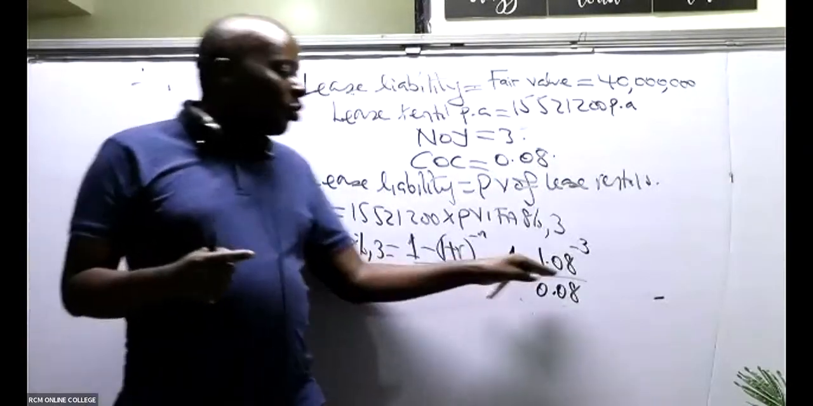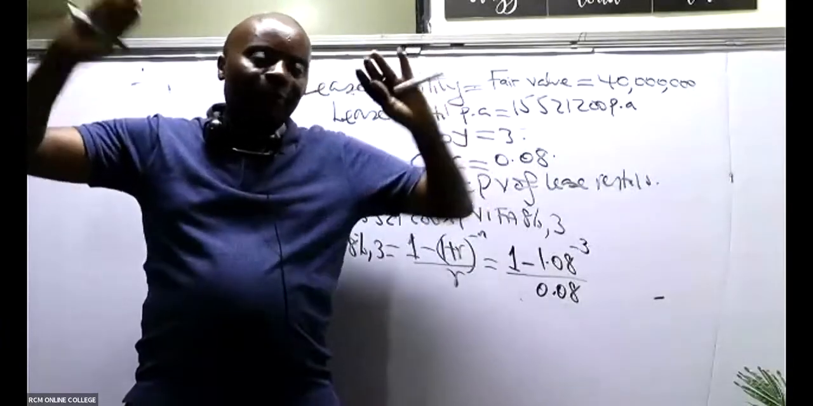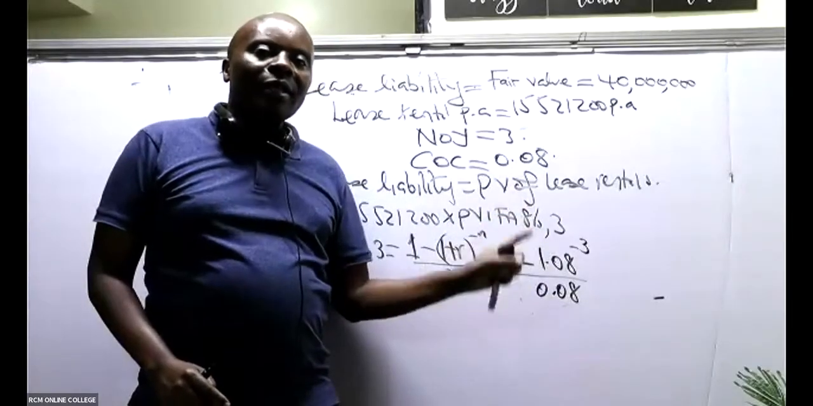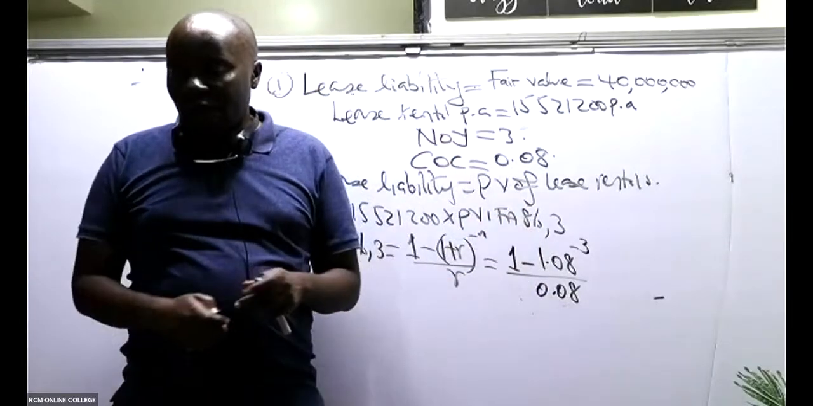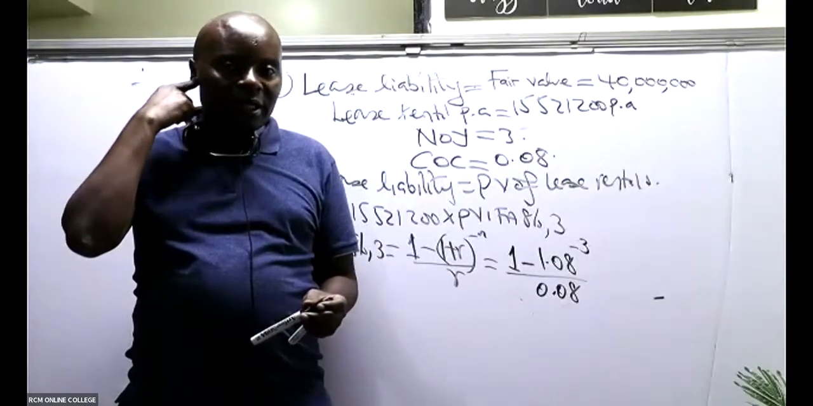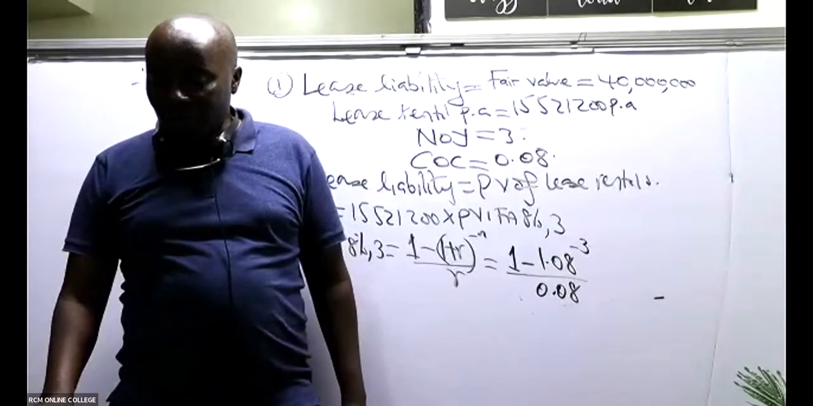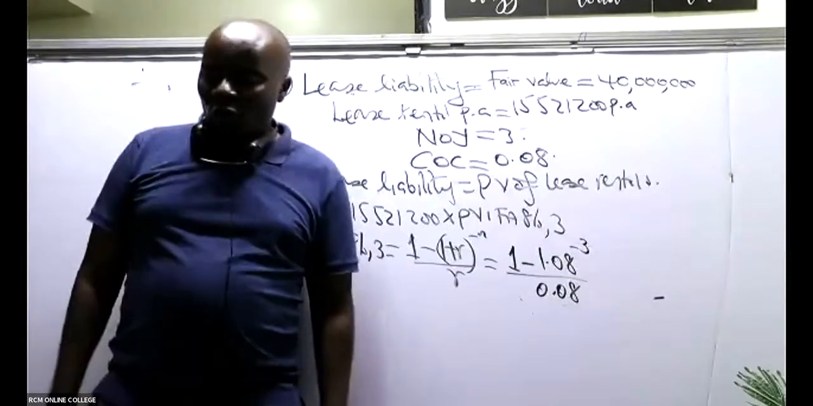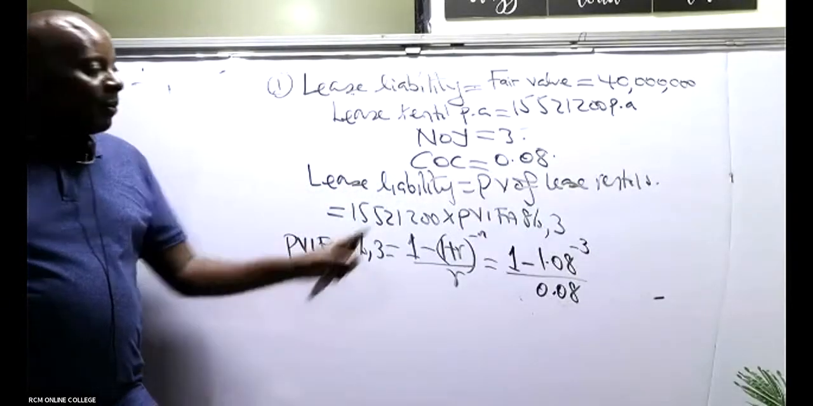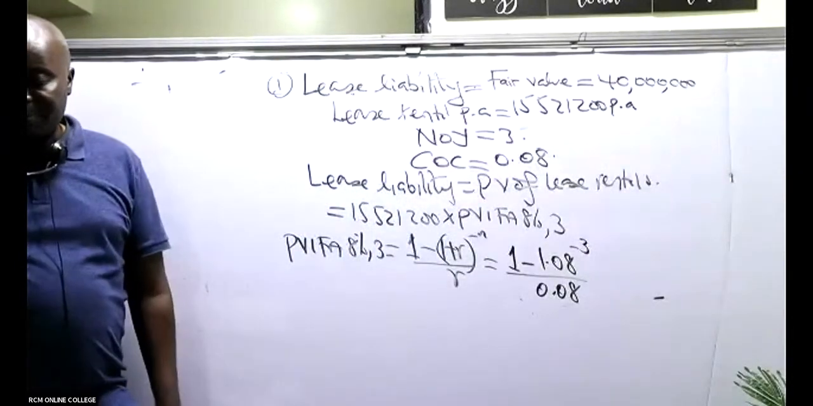Because you know this is a bracket on its own, telling you first of all to take care of the numerator: 1 minus 1.08 raised to negative 3. Very well, then I say equals, and once I say equals, I will be able to divide this by 0.08. So is there somebody who is able to give us this answer for the PV interest factor of an annuity? Remember, this figure is an annuity because it's a per annum figure.